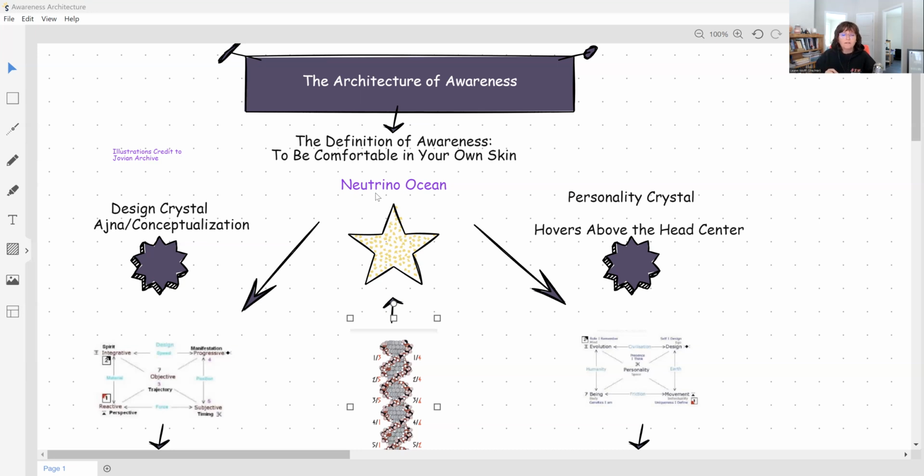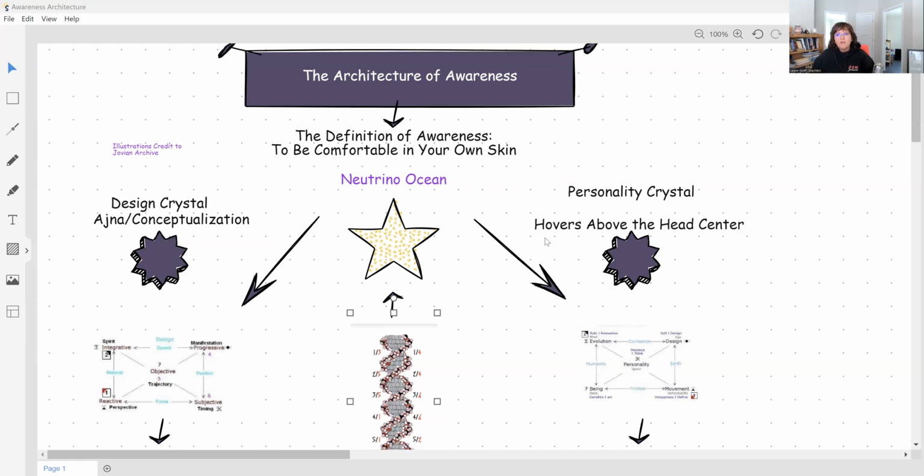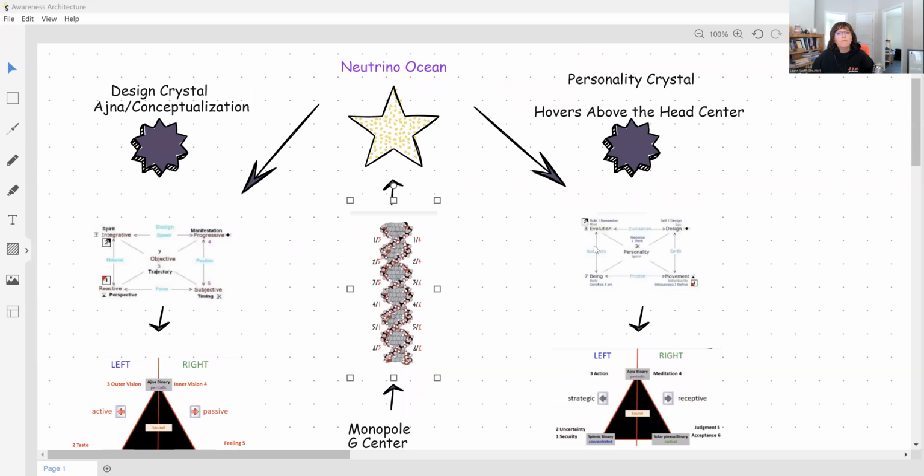That's what the neutrino ocean is. But what brings you to a place of awareness, to this place of being centered, being comfortable in your own skin, is understanding that there's architecture underneath of this. First, the neutrino ocean comes in and hits the base of each one of these crystals. You have a design crystal and a personality crystal. It hits that base. Now, if you're operating as not-self, with full distortion and distraction and chasing of things, the base frequency isn't correct. So it cannot flow correctly through.